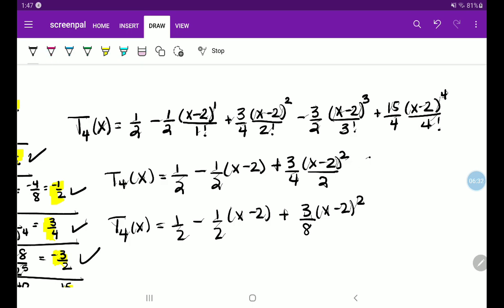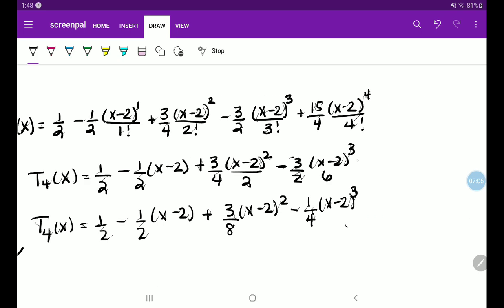Then we're on to the next, which will have a minus. So we have 3 halves, but we also have 3 factorial. So 1 times 2 times 3, which is 6. So this is now 3 over 12, which will reduce, right? 3 over 12, they both go in by 3, so 1/4, times x minus 2. I do not know why these are doing these little squirrely, so please ignore that.